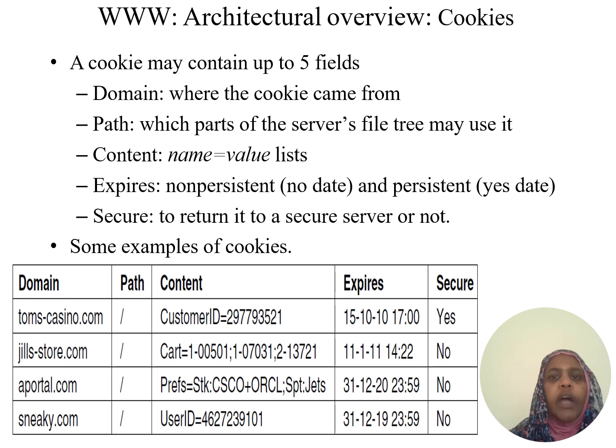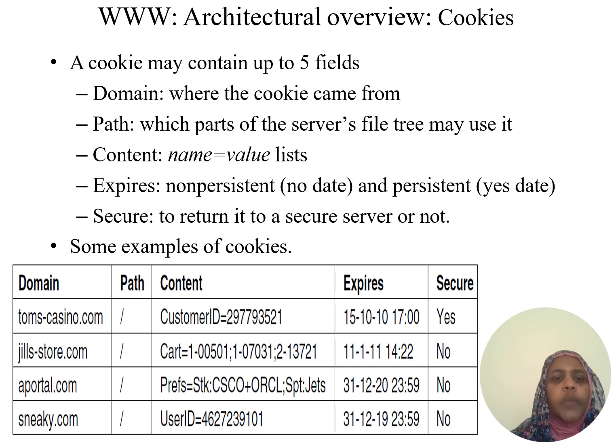Cookies can have up to 5 fields: domain, where the cookie comes from; path, the parts of the server that can actually access and use it; contents, that's a list of name equals value; expires, which can be non-persistent, with no date, or persistent with an expiry date; and secure, whether it returns to a secure server or not.